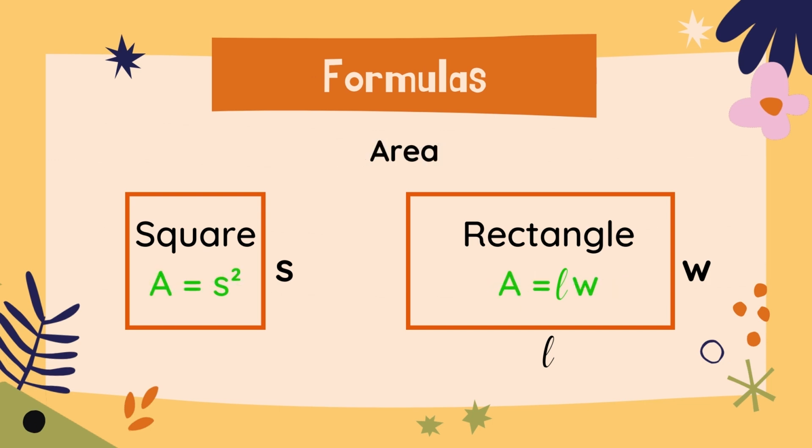These two formulas show how to find the area of a square and a rectangle. The area of a square is s squared, or side squared. The area of a rectangle is length times width.